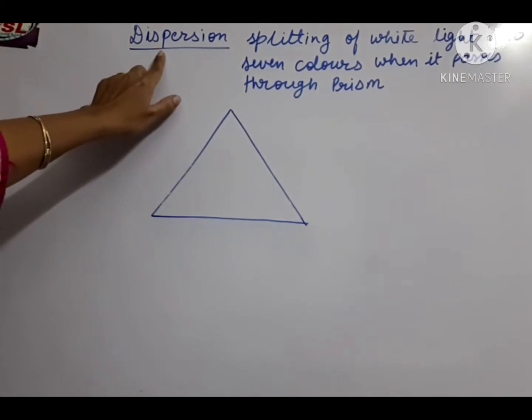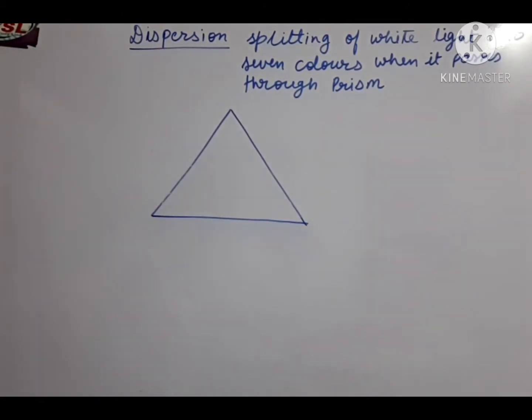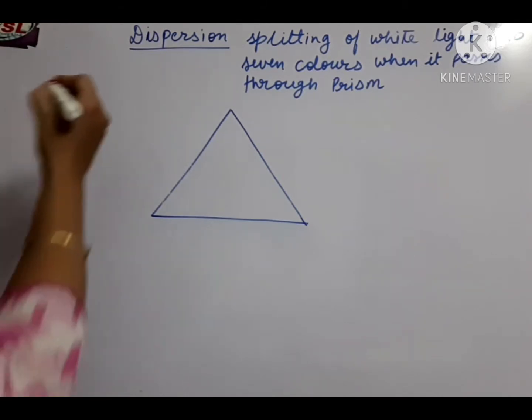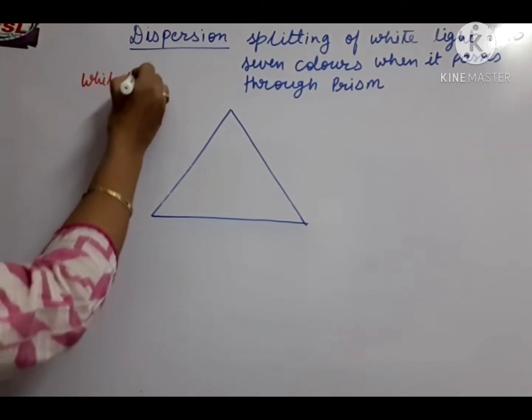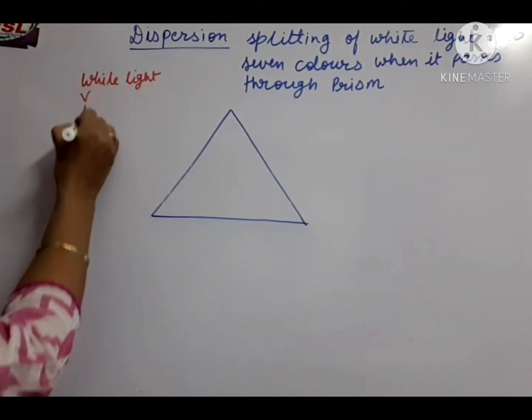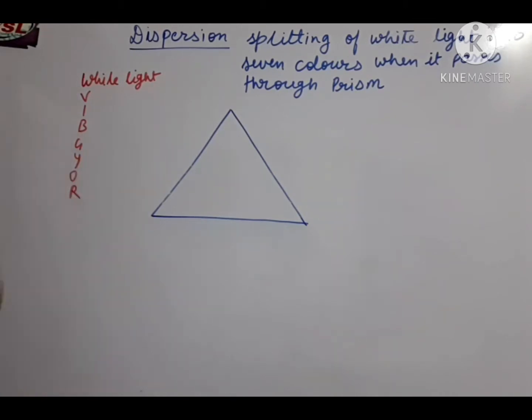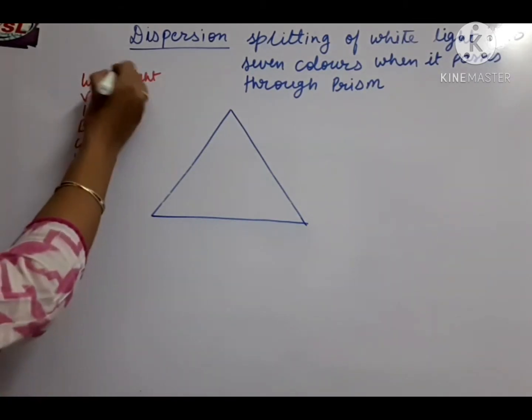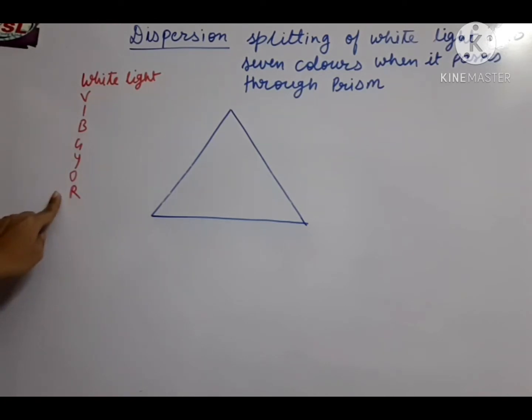Now what phenomenon takes place when we use the prism? Whenever the prism is kept in front of sunlight, that means white light, then on the other face of the prism we see the 7 colors. You already know that white light consists of 7 colors in the VIBGYOR order. Okay, so if we write the white light, it already consists of 7 colors in this order. VIBGYOR is the order of all these colors.